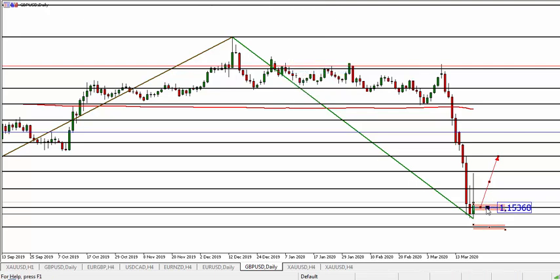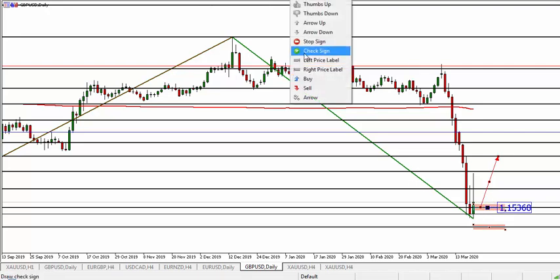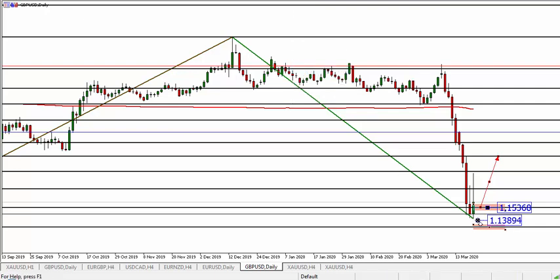So what is this area? This area is 1.1536. What will be your stop loss? Your stop loss can be here, which is 1.1384, or your last one can be here, which is 1.1310.